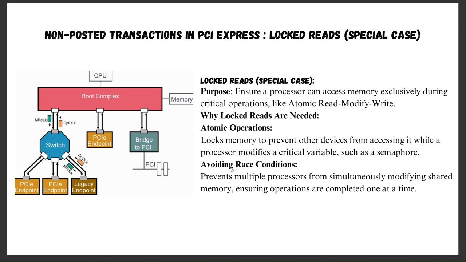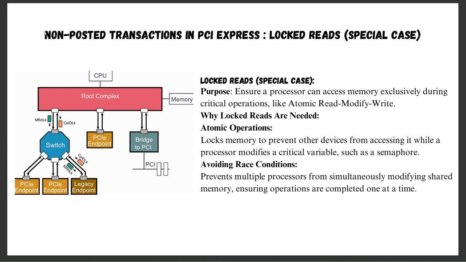Now let us understand race conditions. Without locking, two processors could try to modify the semaphore at the same time, leading to a race condition, which could cause unpredictable results. So, the lock ensures that one processor completes its operation before another one can access the memory.